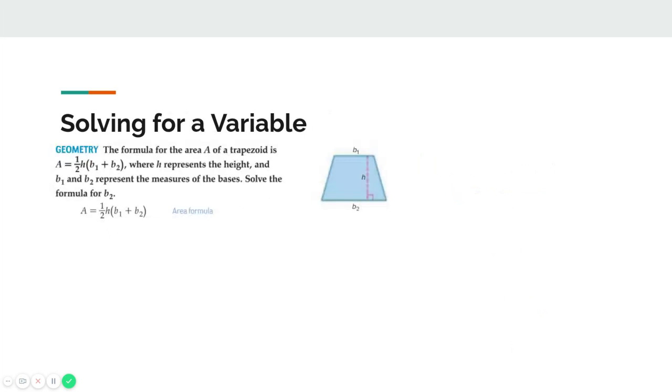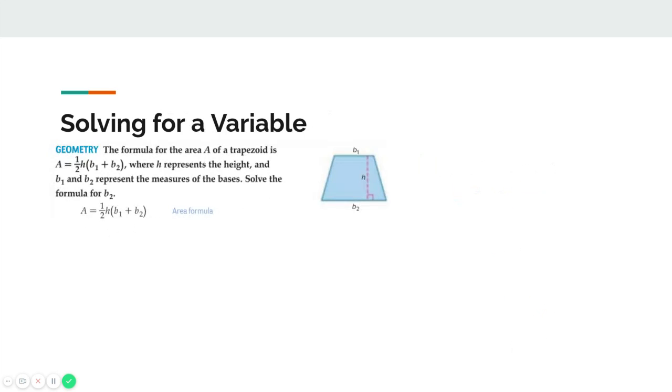The last thing that we're going to talk about is solving for a particular variable. This is the hardest thing that we will have to do as far as any type of solving equations. So I'm going to give you the formula here of the area of a trapezoid. A is equal to 1/2 times the height times the sum of base 1 and base 2.